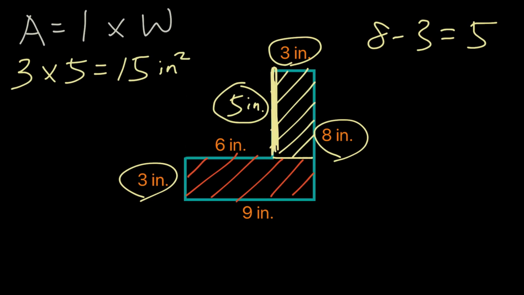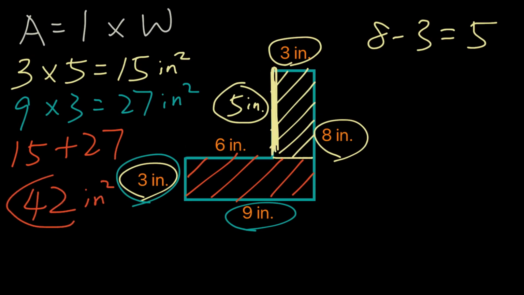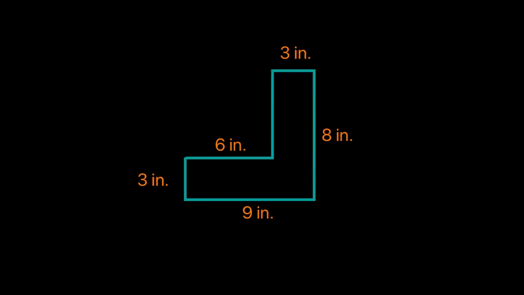Now for the orange shaded rectangle, we can simply take 9 times 3. And that gives us 27 inches square. And the final step would be adding them together. 15 plus 27, and our answer is 42 inches square. But what if you want to cut the shape this way? Will the answer be the same?